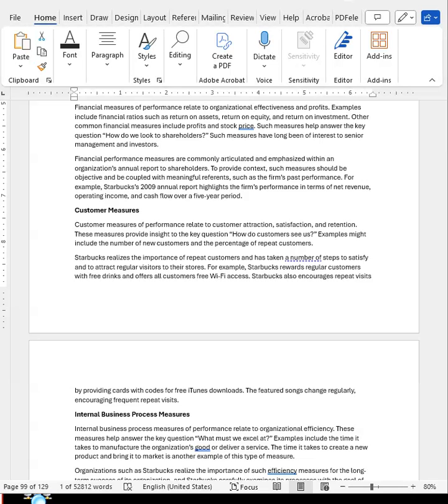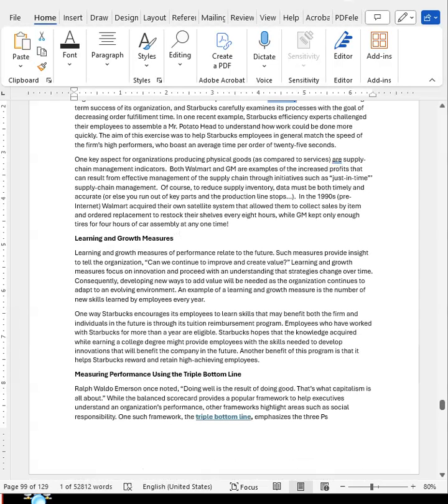Organizations such as Starbucks realize the importance of such efficiency measures for the long-term success of the organization, and Starbucks carefully examines its processes with the goal of decreasing order fulfillment time. In one recent example, Starbucks efficiency experts challenged their employees to assemble a Mr. Potato Head to understand how work could be done more quickly. The aim of this exercise was to help Starbucks employees in general match the speed of the firm's high performers, who boast an average time per order of 25 seconds.